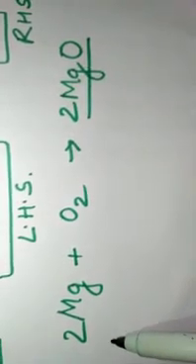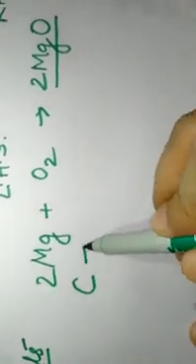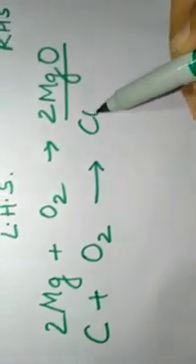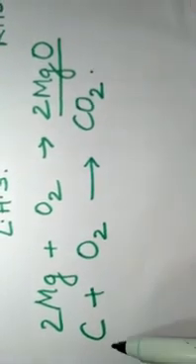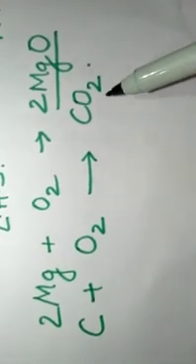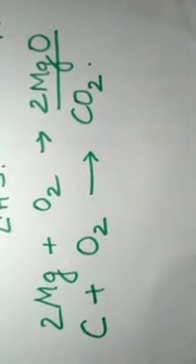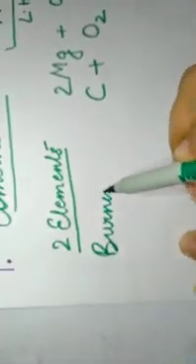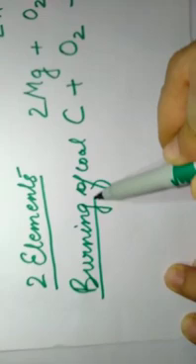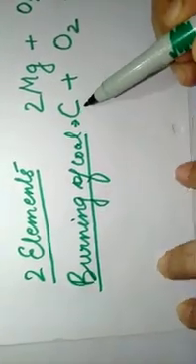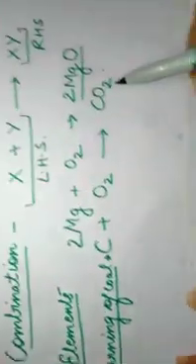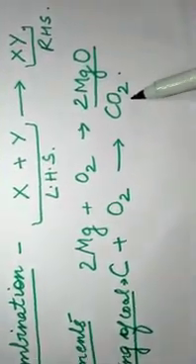In the same way, if carbon is burnt in the presence of oxygen, then carbon dioxide is formed. So here also we have carbon as an element, oxygen is an element, and carbon dioxide is the product. Right? So we can say that this reaction is the burning of coal, that is, when coal or carbon burns in the presence of oxygen, it forms carbon dioxide gas, which is a compound.